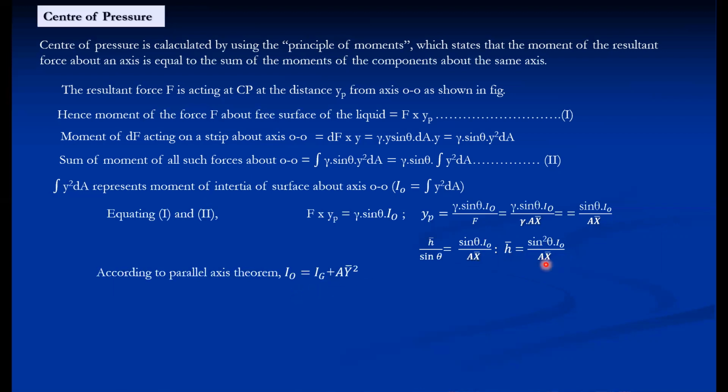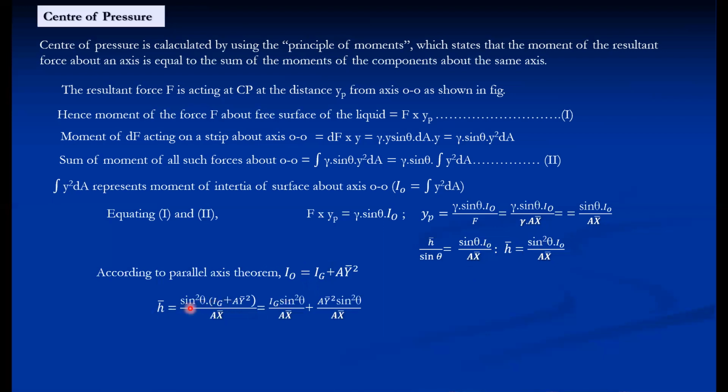According to the parallel axis theorem, I_O is equal to Ig plus A y bar square, where I_O is the moment of inertia about axis OO. According to the parallel axis theorem, the moment of inertia about any reference axis is equal to the moment of inertia about its centroid plus area into perpendicular distance square. This is the parallel axis theorem. So instead of I_O, we can put this.